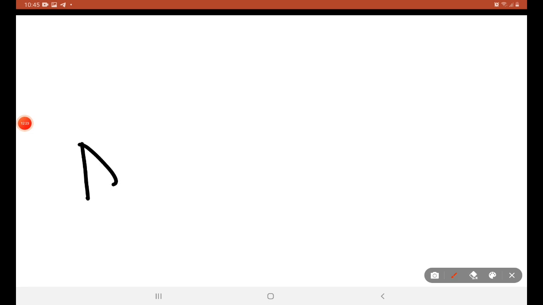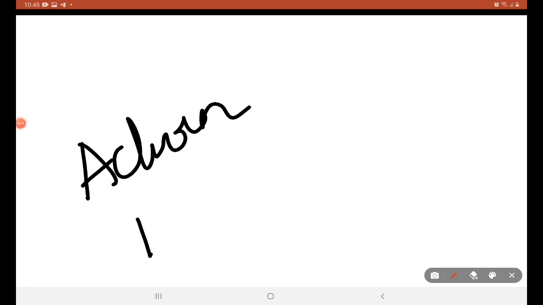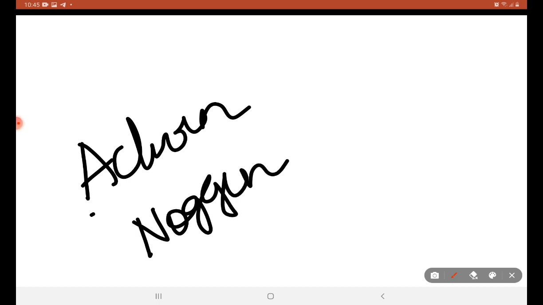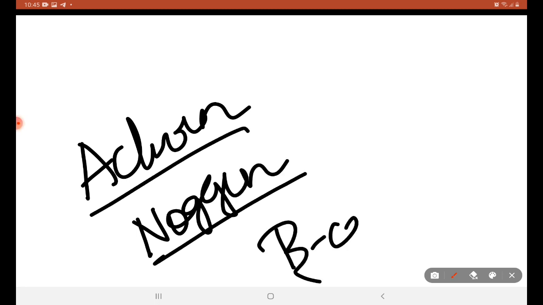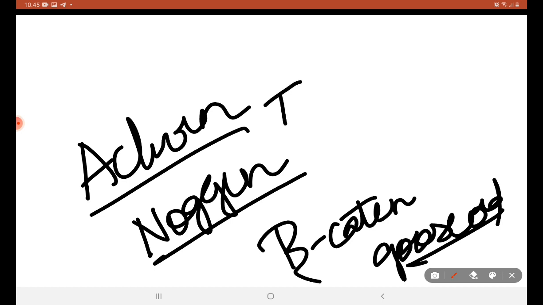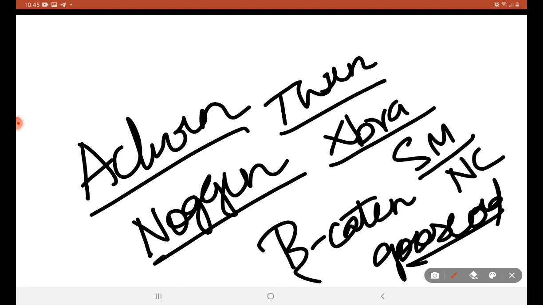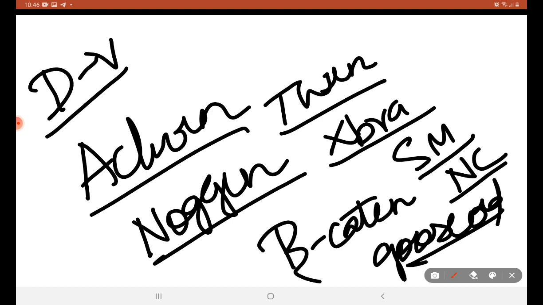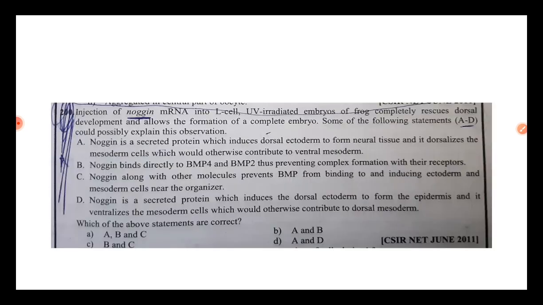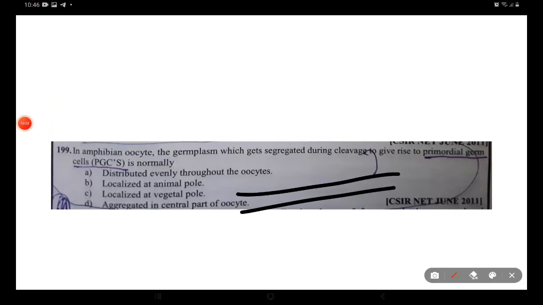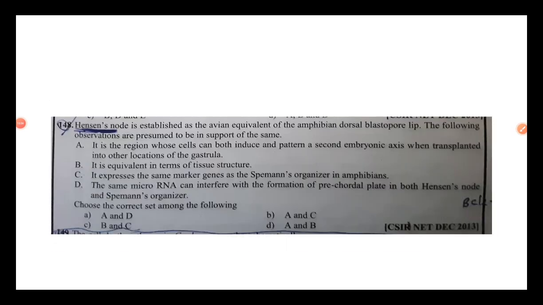So in this video we have seen the concepts of activin, Noggin, chordin, follistatin, beta-catenin, goosecoid, twin gene, Xnr, then what else? Spemann organizer, Nieuwkoop center, dorsal-ventral axis. So far we have seen all these basic concepts from frog and the cleavage of frog.